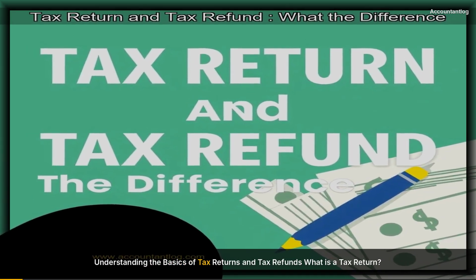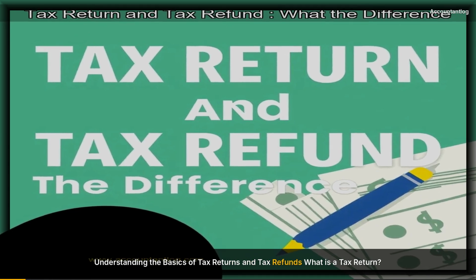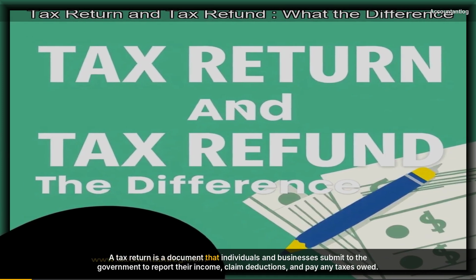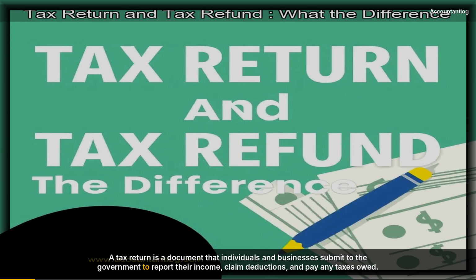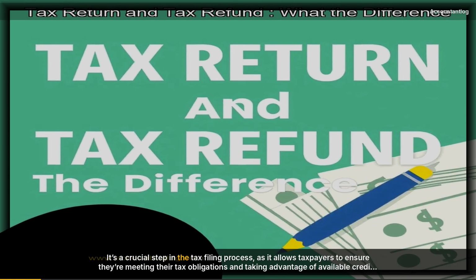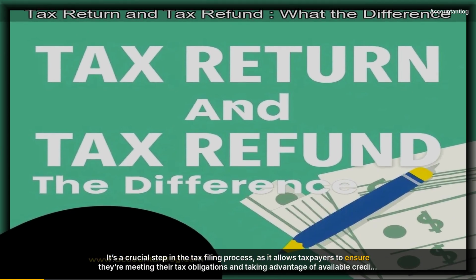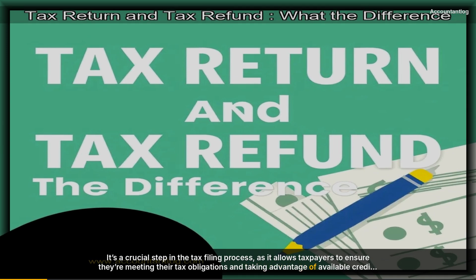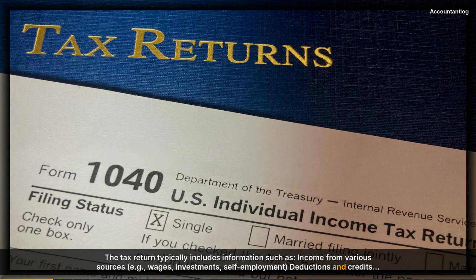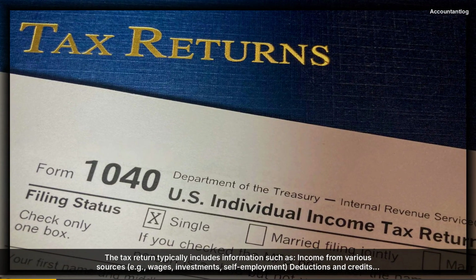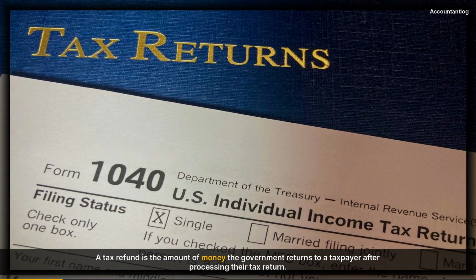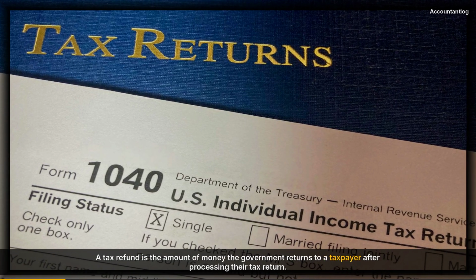A tax return is a document that individuals and businesses submit to the government to report their income, claim deductions, and pay any taxes owed. It's a crucial step in the tax filing process, as it allows taxpayers to ensure they're meeting their tax obligations and taking advantage of available credits and deductions. The tax return typically includes information such as income from various sources, e.g., wages, investments, self-employment, deductions and credits, e.g., mortgage interest, charitable donations, tax credits and exemptions, and business expenses for businesses.